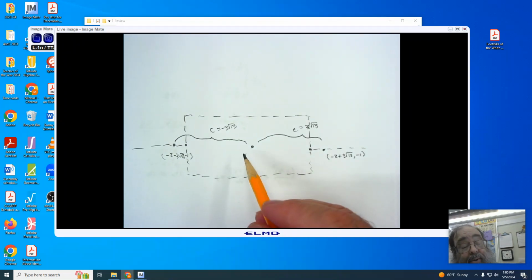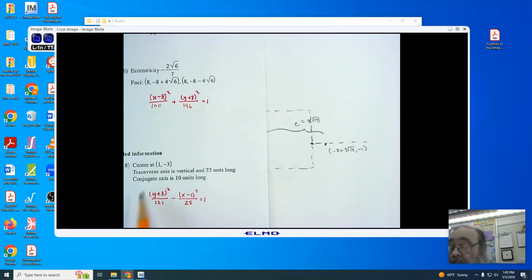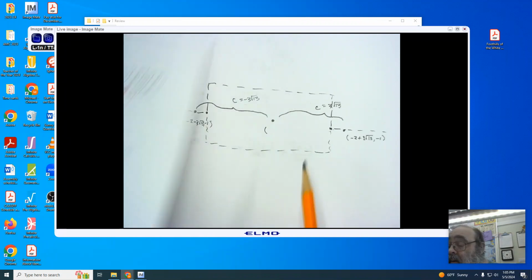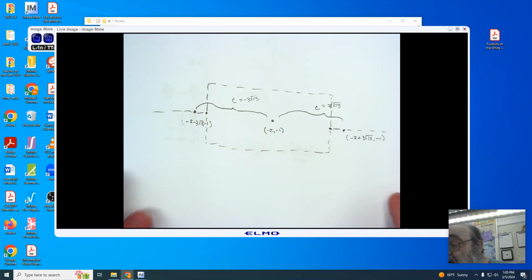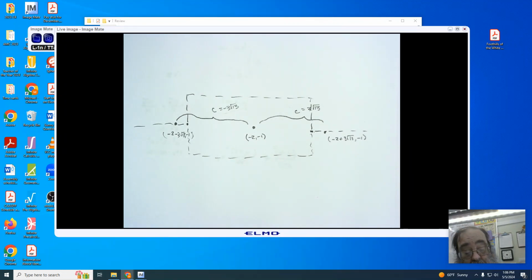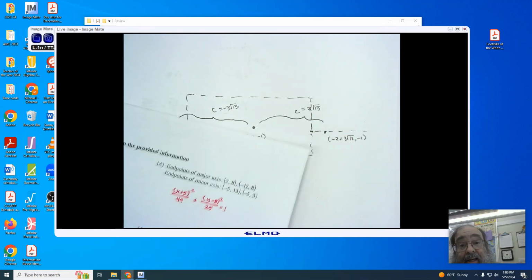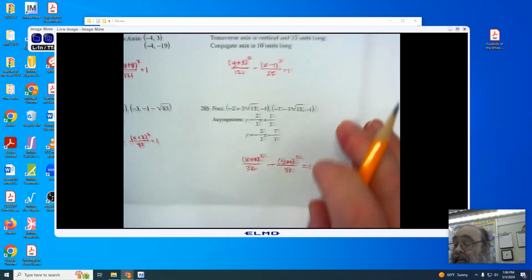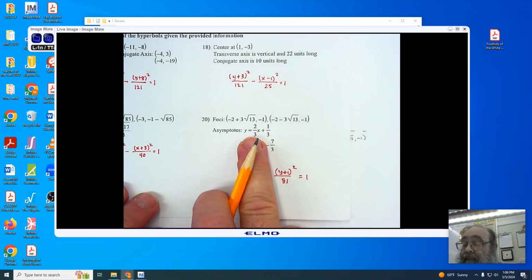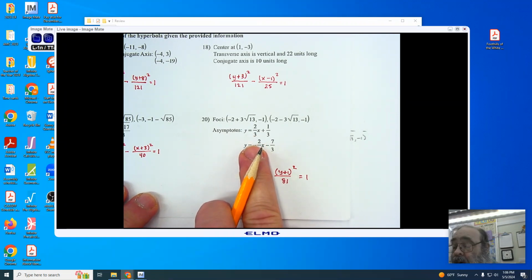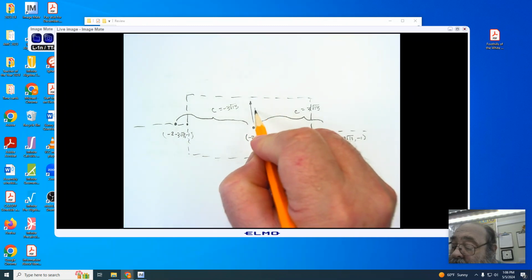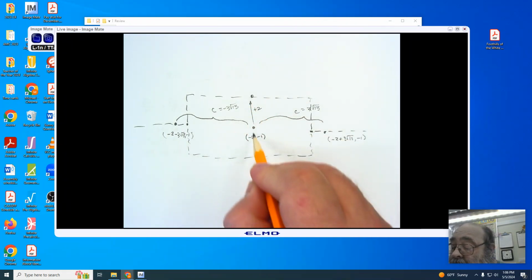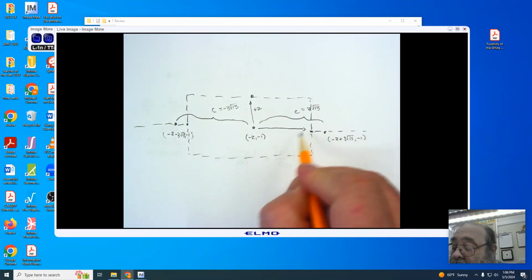All right, so here's our center with all this information put in, just like we did. Our center has to be negative 2, negative 1. Well, so far so good. Now notice they did give us one more piece of information. They gave us the asymptotes. And therefore from the center I have a rise over a run. So from the center I'm going a rise of 2, and then a run of 3.